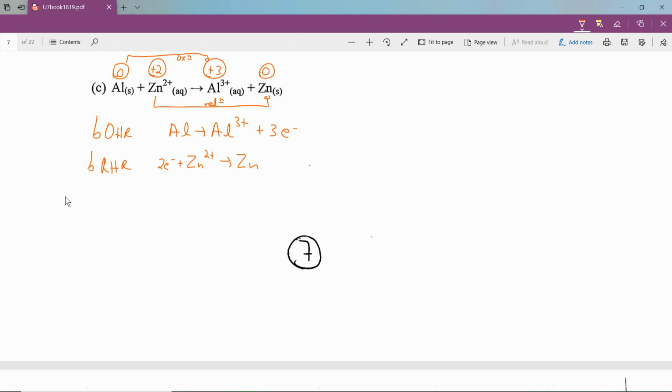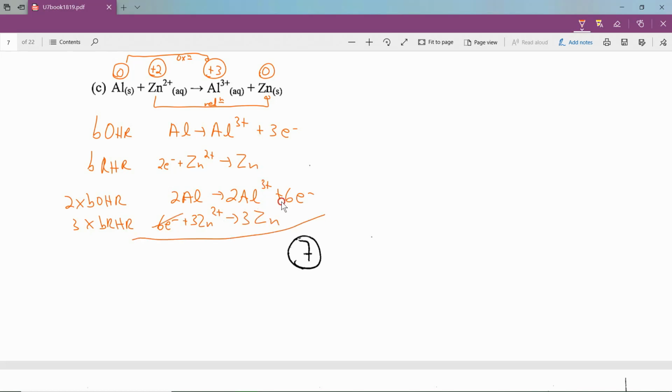So what I'm going to do is take 2 times the oxidation half reaction and 3 times the reduction half reaction to get this. So 2 times the oxidation, I get 2Al goes to 2Al3 plus 6 electrons, and 3 times 2, 6 electrons plus 3 zinc 2 plus goes to 3 zinc.